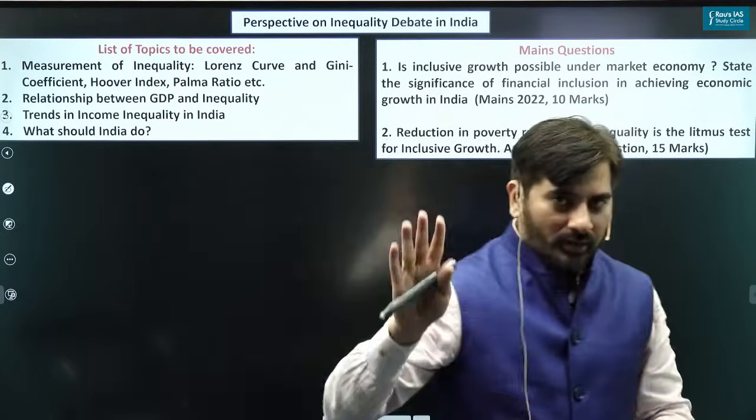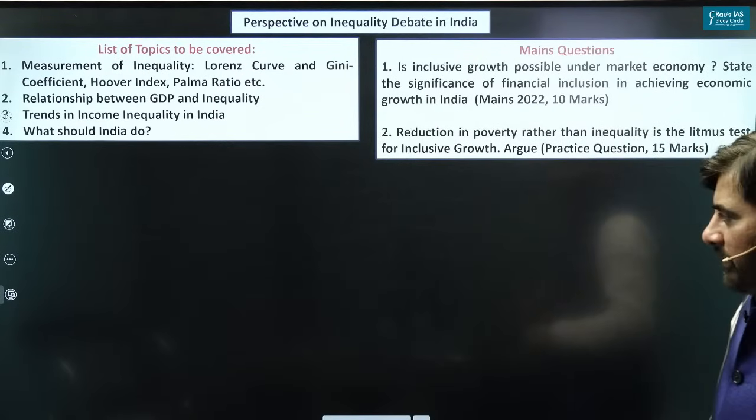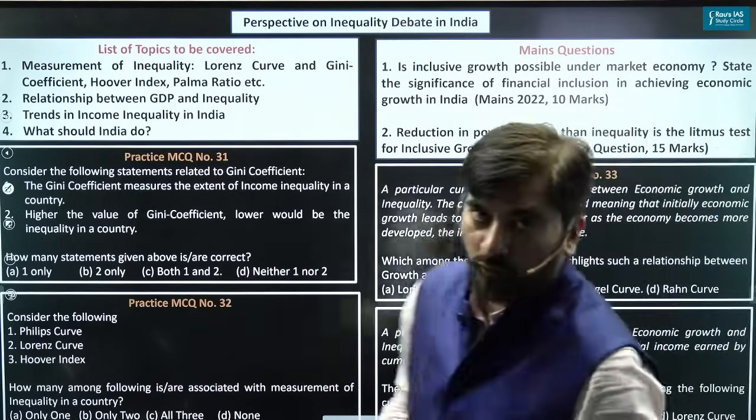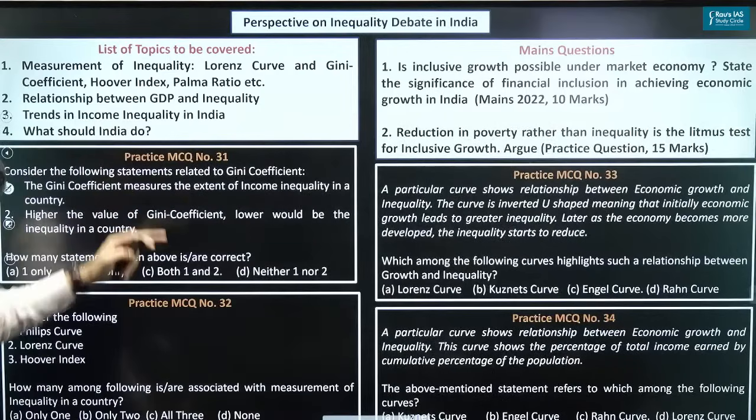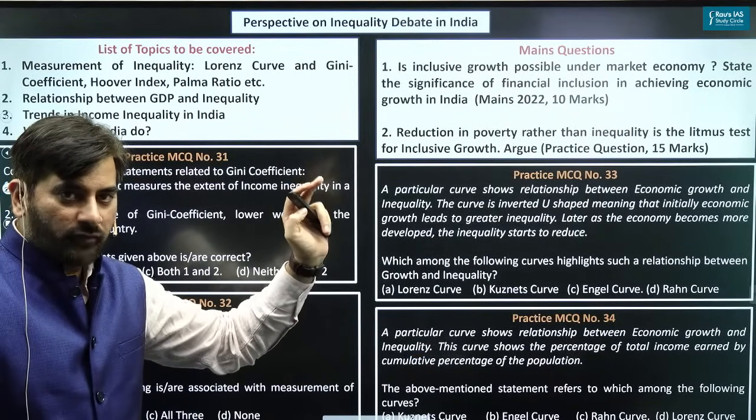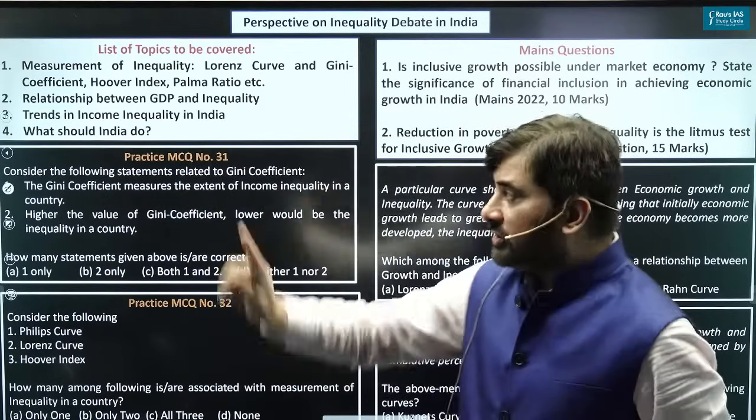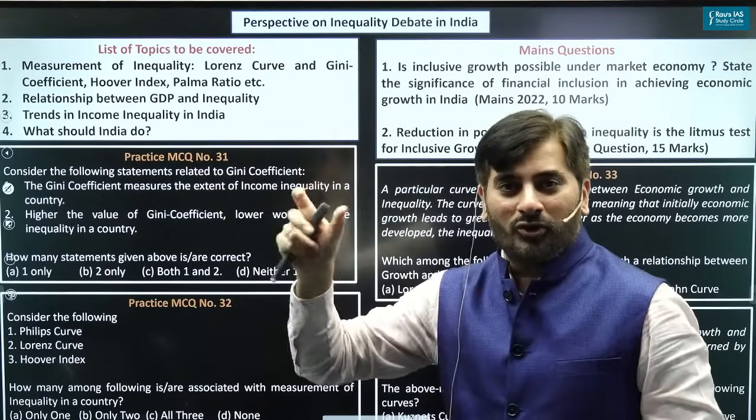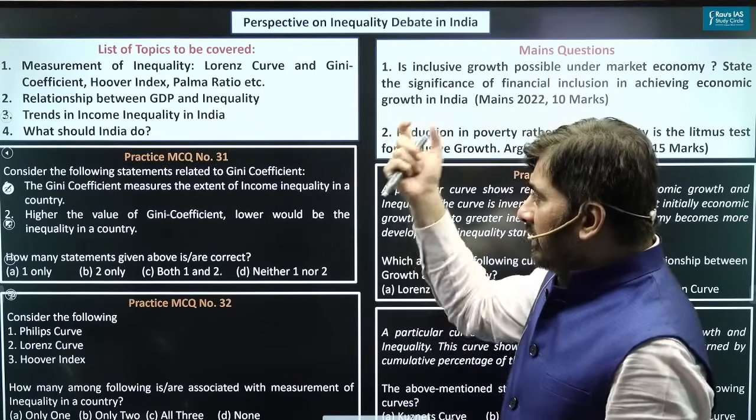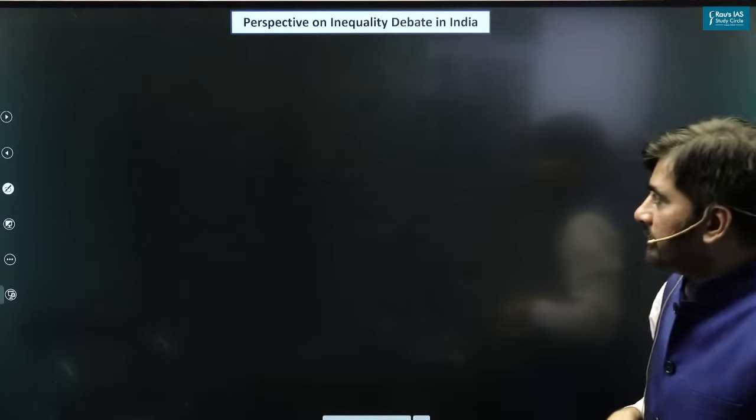Once we cover these topics, obviously we'll take up some prelims based questions for practice. And you can see the prelims based questions for practice are 4 questions: 31, 32, 33, 34. What we'll do is we'll start with the first dimension. The first dimension is how do you measure the income inequality in a country? That is the Lorenz curve and Gini coefficient. So let's start with this.